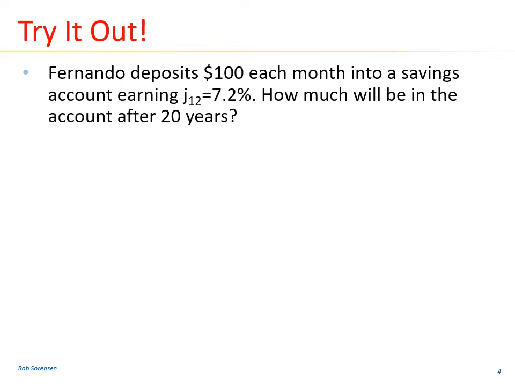All right, welcome back. So let's see, we've got a payment of $100 going in every month. The interest rate here is 0.072 divided by 12, which is 0.006 this time, just a little bit better. And he's going to do it for 20 years. There's 12 payments per year, so 240 deposits, and we want to find the future value. Let's plug the numbers into our formula.